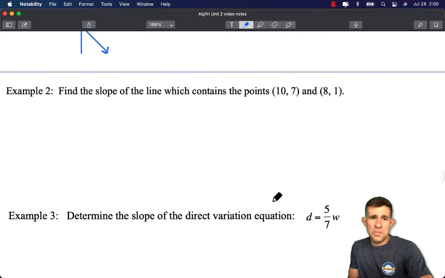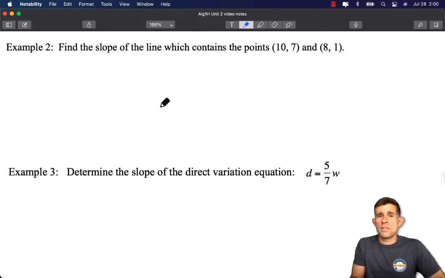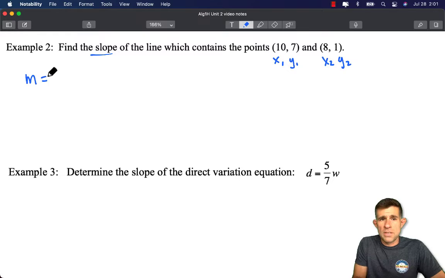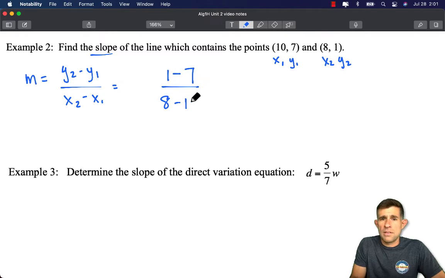All right, example 2 now asks us to calculate the slope of the line which contains these points, (10, 7) and (8, 1). So I'm just going to label these x1, y1, x2, y2. And remember my slope formula, which said to take the difference in the y's, y2 minus y1, and divide it by the difference in the x's. All right, so I'm going to simply follow that formula. It says 1 minus 7, divide that by 8 minus 10.